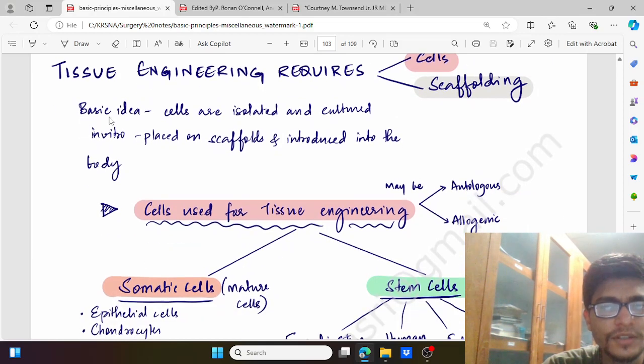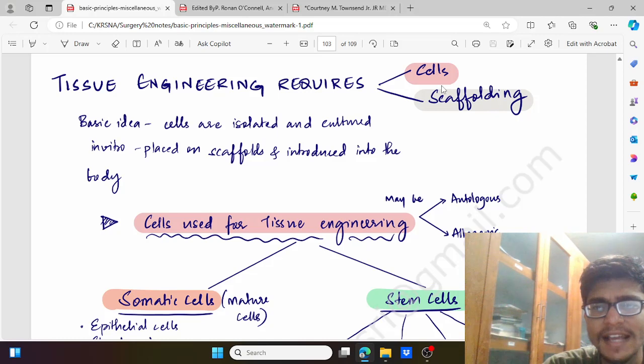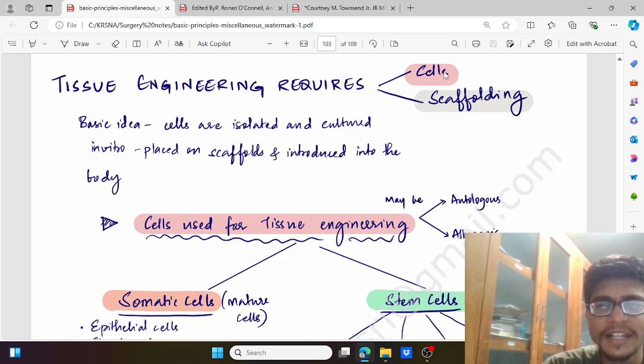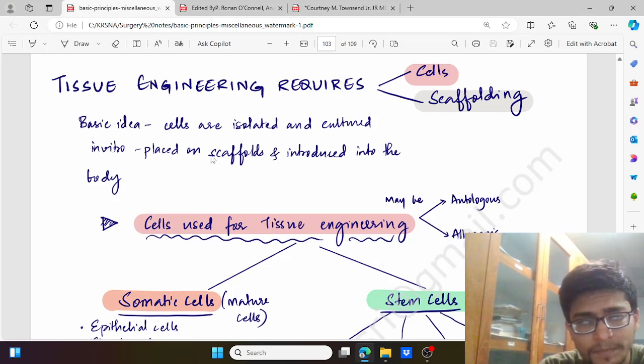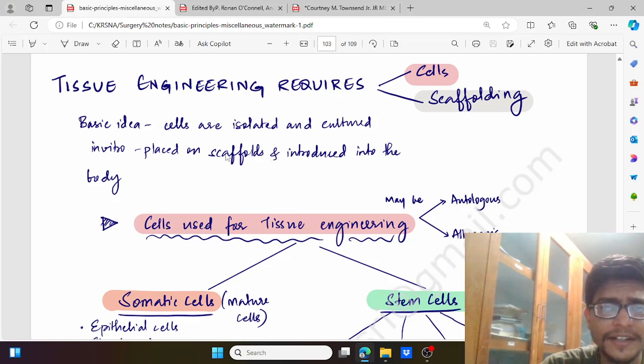So tissue engineering requires two things mainly: the cells and the scaffolding. The cells are the material that divide, and scaffolding is the architecture or the support, the framework over which the cells divide. So the basic idea is that the cells are isolated and cultured in vitro outside the body, placed on the scaffold, that is the base or the framework where the cells will be placed, and then introduced into the body. So cells are isolated, cultured in vitro, then placed on the scaffolds and introduced into the body.